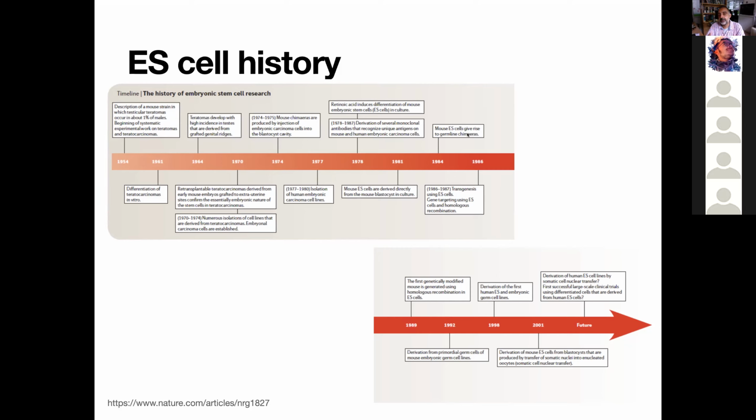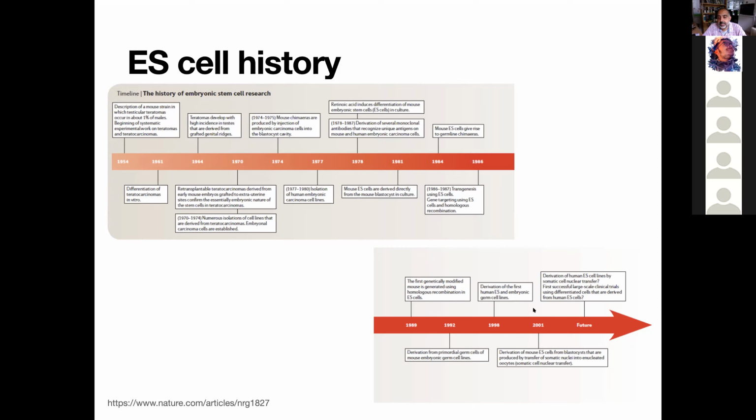And if you could make chimeras of these cells and introduce them back into a blastocyst, you could start making knockout or transgenic mice. And this happened in about 1989. The first genetically modified mouse was generated by Mario Capecchi, and this gave rise to a whole slew of different techniques using mouse ES cells.